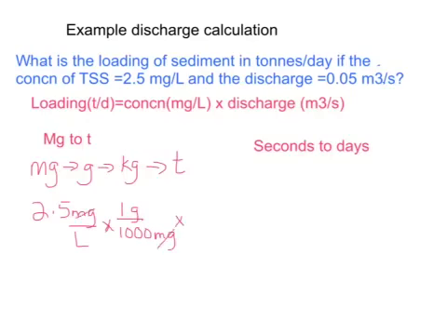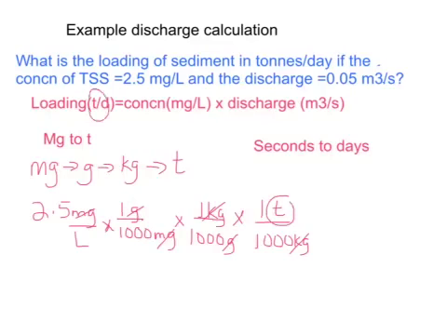Then I'm going to get rid of my grams. So I want to put my grams on the bottom. And there are 1,000 grams in a kilogram. So now my grams cancel out. Now I'm going to go to tons. And I know that there's 1,000 kilograms in a ton. So my kilograms cancel out, my grams cancel out, my milligrams cancel out. So I'm left with tons, which is what I want in my final answer.